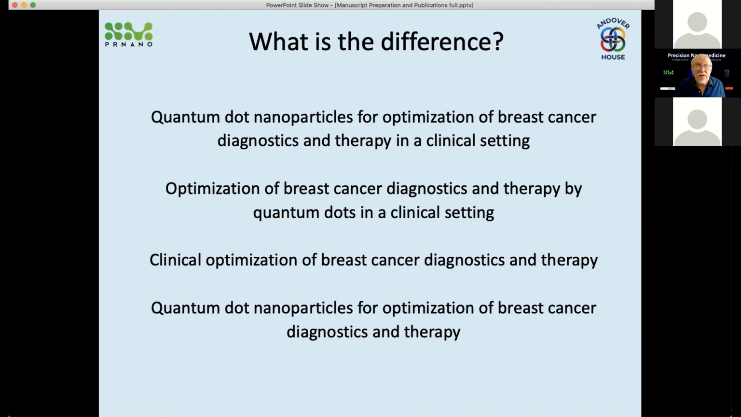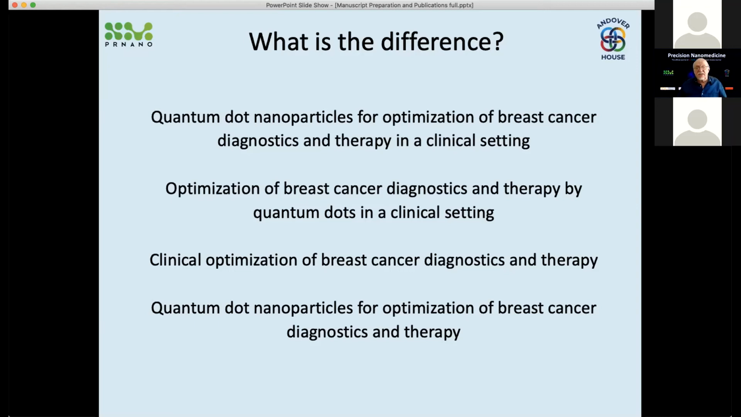Let's look into another aspect. What is the difference between quantum dot nanoparticles for optimization of breast cancer diagnostics and therapy in a clinical setting? Who is this an attractive title for? Probably someone working with quantum dot nanoparticles. So the more important thing is in the front, and the additional follows.